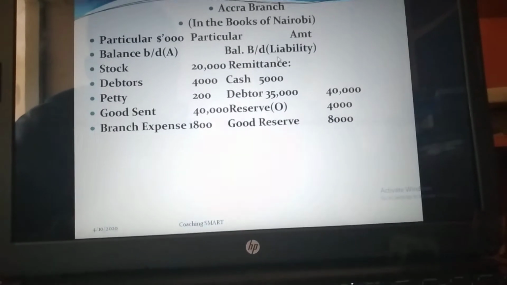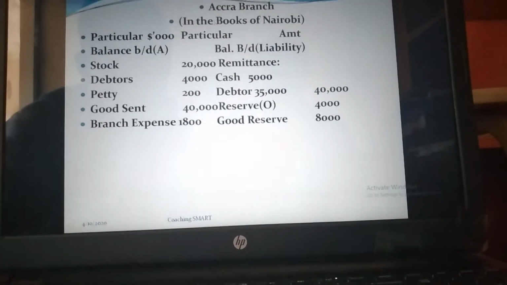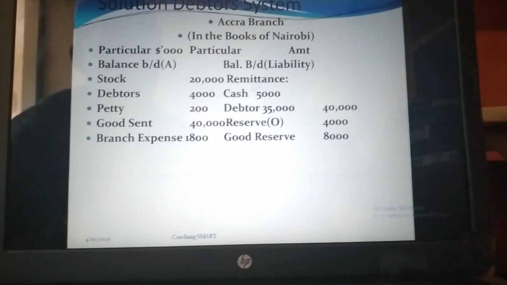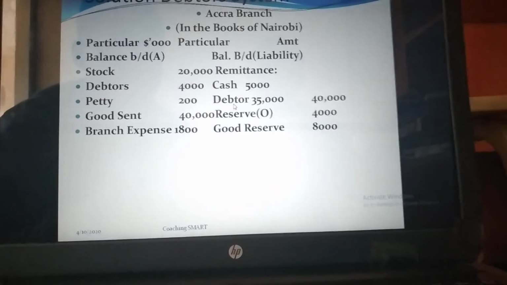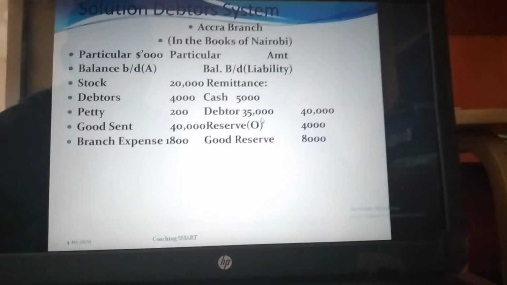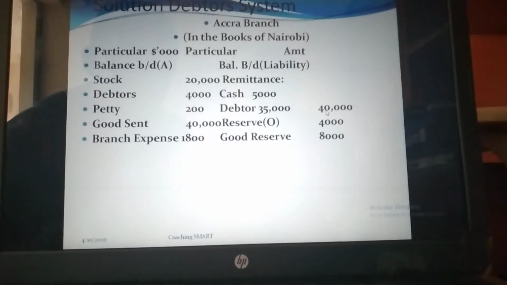Now you come to the credit side, balance brought down, liability. So in our question, there were no creditors, no loans. Remittance, we have cash sales 5,000. Cash from debtors was 5,000. So when you total this, you get 40,000.